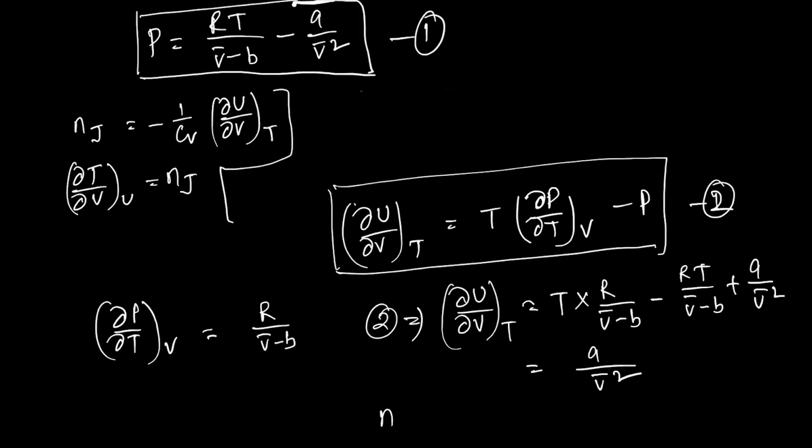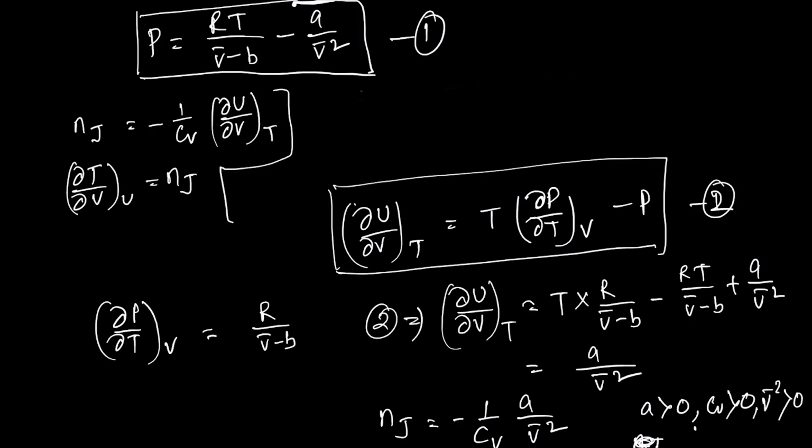So, therefore, Nj is going to be minus 1 by Cv, a by V bar square. Now, you remember, was a positive or negative? We have discussed a for helium, hydrogen and a lot of values. a was a positive quantity. Since a is greater than 0, Cv is greater than 0, and V bar square is obviously greater than 0 because it is a square, your Nj is going to be less than 0. Now, if Nj is less than 0, what does it mean? That if V increases, T decreases.